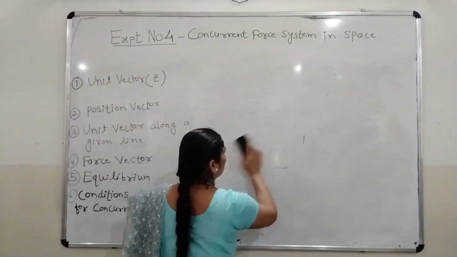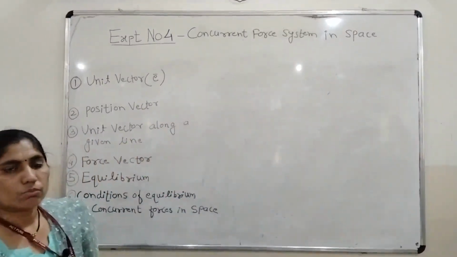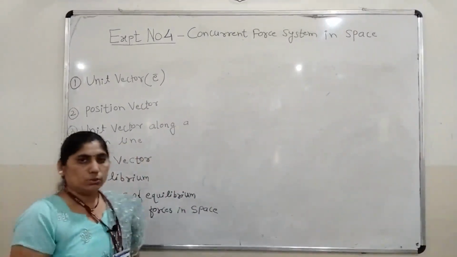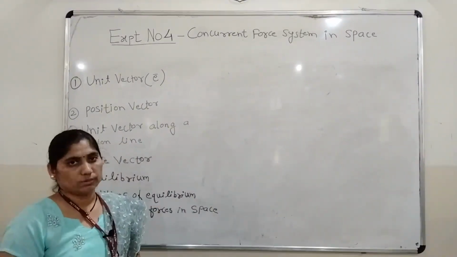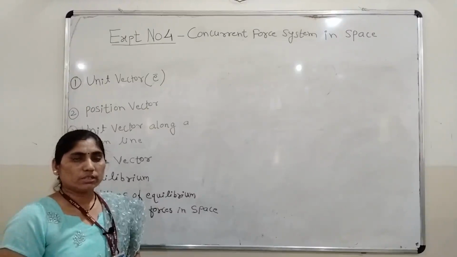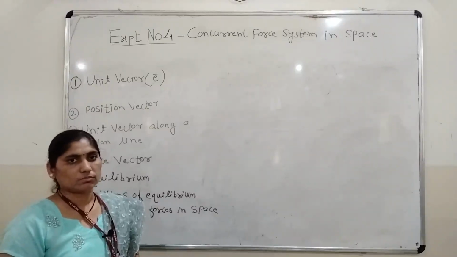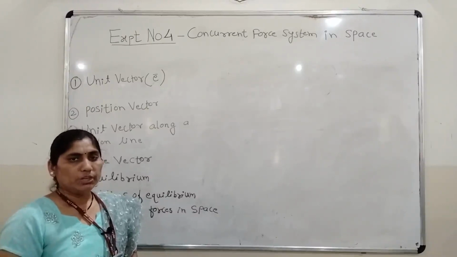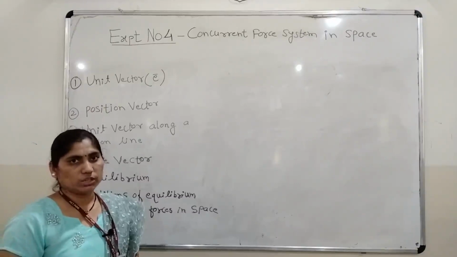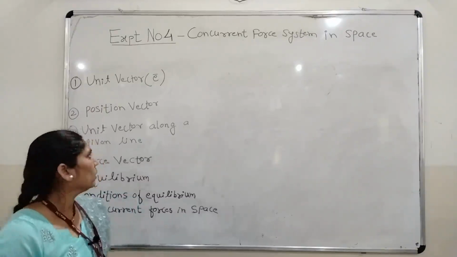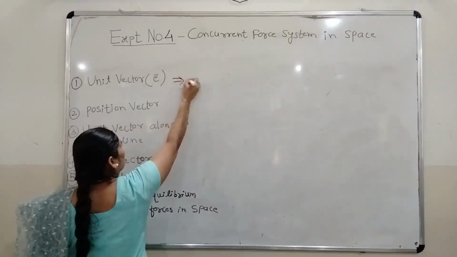Next, we will define what is unit vector. Unit vector is a vector having a magnitude equal to 1. Unit vector can be in any direction. Unit vector gives the direction of a line along which it acts. So unit vector, the magnitude is equals to 1.